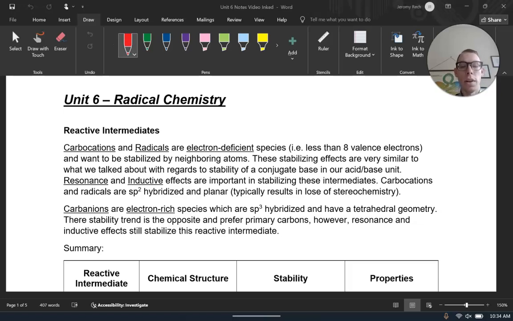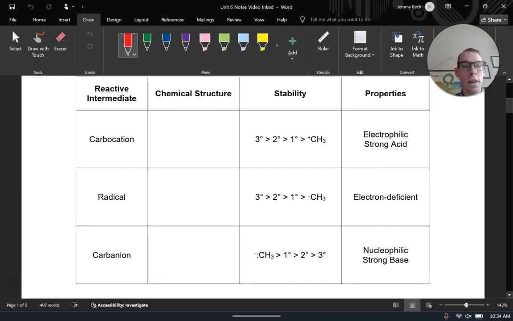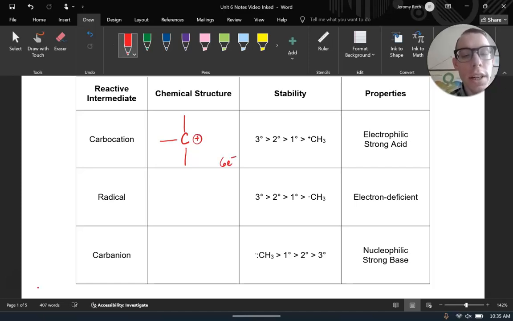And we have a table below here that summarizes a lot of the main differences between these. So we have our reactive intermediates: carbocation, radical, and carbanion. In terms of our chemical structure, our carbocation is going to be a carbon that has some attachments and a positive charge. So here we see that there are 6 electrons rather than our ideal 8, 2 electrons per bond. A radical is going to be the same general setup, but you're going to have just a single dot making 7 electrons. Each dot represents an electron. So when we think of a lone pair, that is 2 electrons. Here, this is just a single electron, and that is known as a radical.